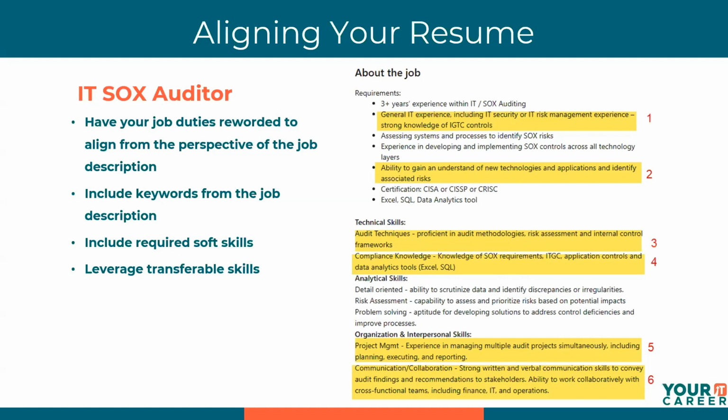The number 2 item says ability to gain an understanding of new technologies and applications and identify associated risks. Again, that's something pretty generic. You can use any scenario from your prior experience where you've had to learn a new technology at your job, even if you were in accounting and had to learn new software. If you're in manufacturing and had to learn new software, you can update your resume and bullet points to show that you have the ability to understand new technologies and applications and identify any issues there. Are you guys understanding what I'm saying here?